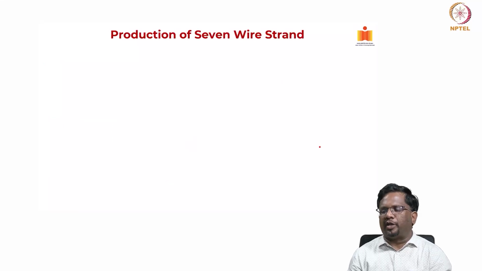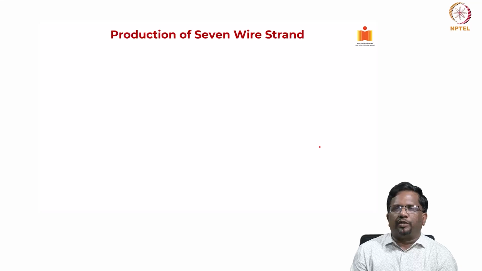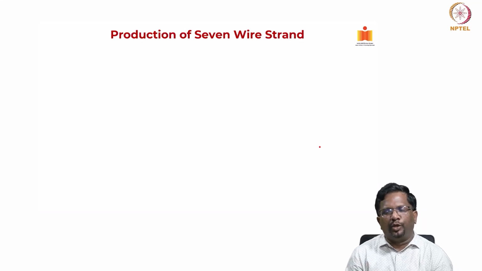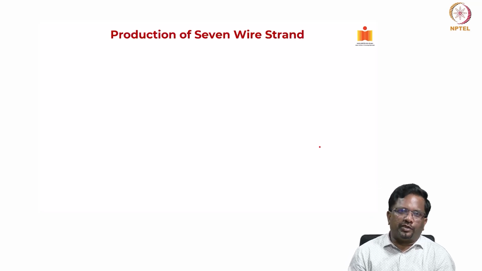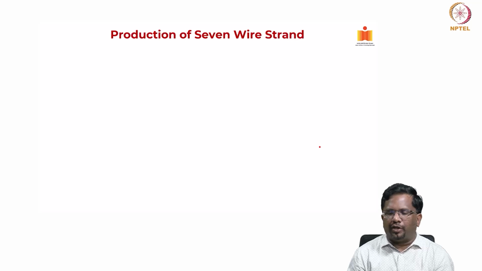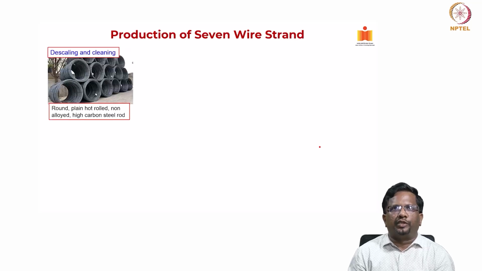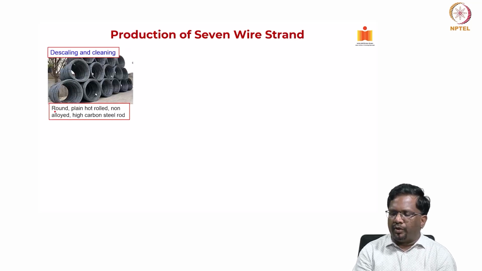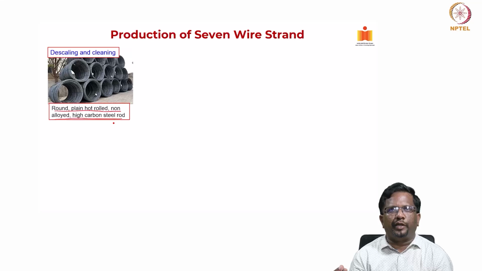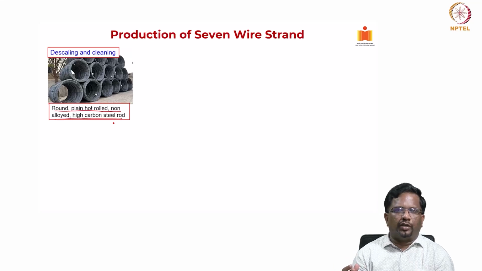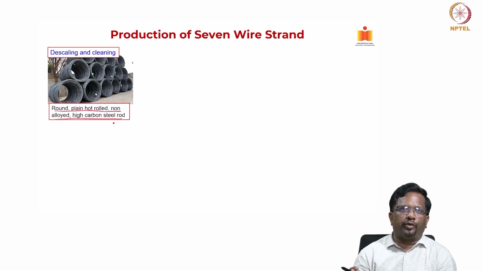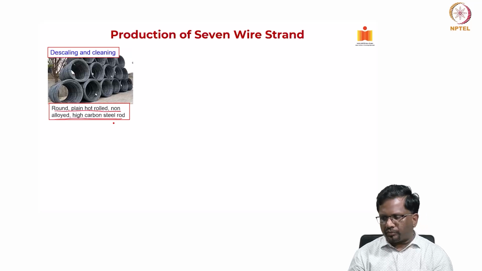Now, let us spend some time on the production of 7-wire strand. As I have told you, the 7-wire strand is the most common form of prestressing steel that is typically used in prestressing applications. Let us see how it is done. First, we take the round plain hot rolled non-alloyed high carbon steel rod, and then we do the descaling and cleaning process. It undergoes some mechanical abrasion and cleaning. That is the first step.